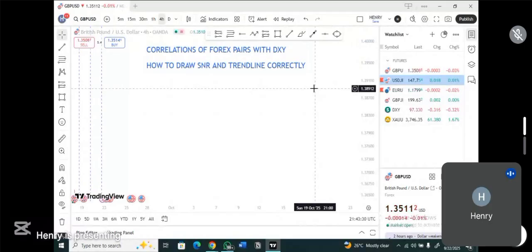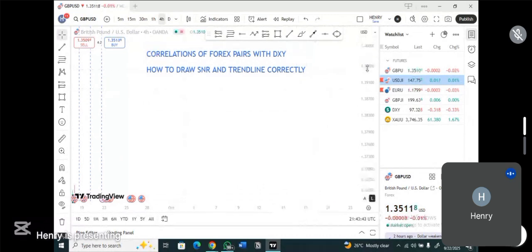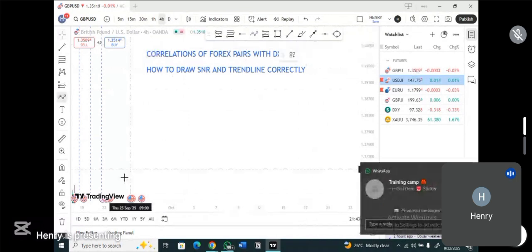Correlation of Forex pairs with DXY, and how to draw support and resistance and trend lines correctly. So that is what we will cover today, before we go to our chart.